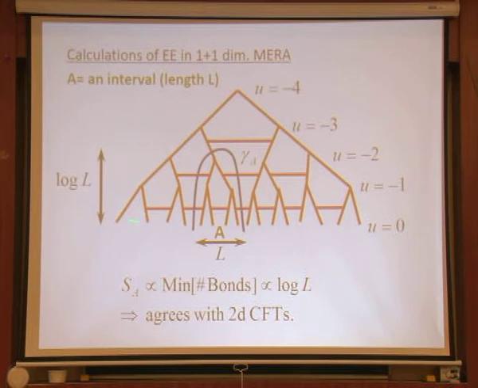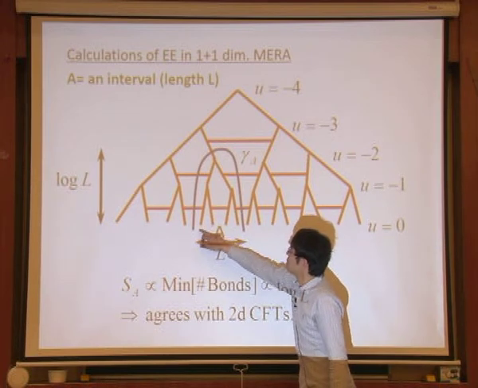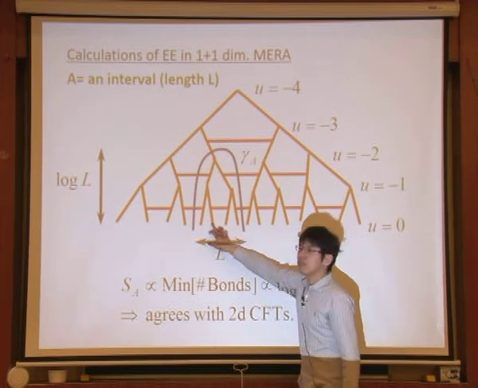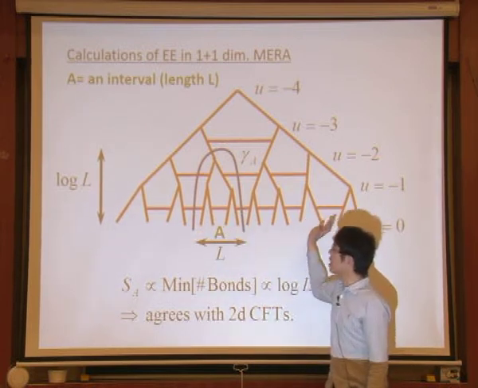Just for my definition, we call the first stage u equals 0, and the second stage u equals minus 1, and then u equals minus 2, and 3, and 4. We just define it this way. And then we are talking about this spin. There are four spins here. I didn't write the sigma, but there are four spins here. And we call this subsystem A. And we trace out the other part.